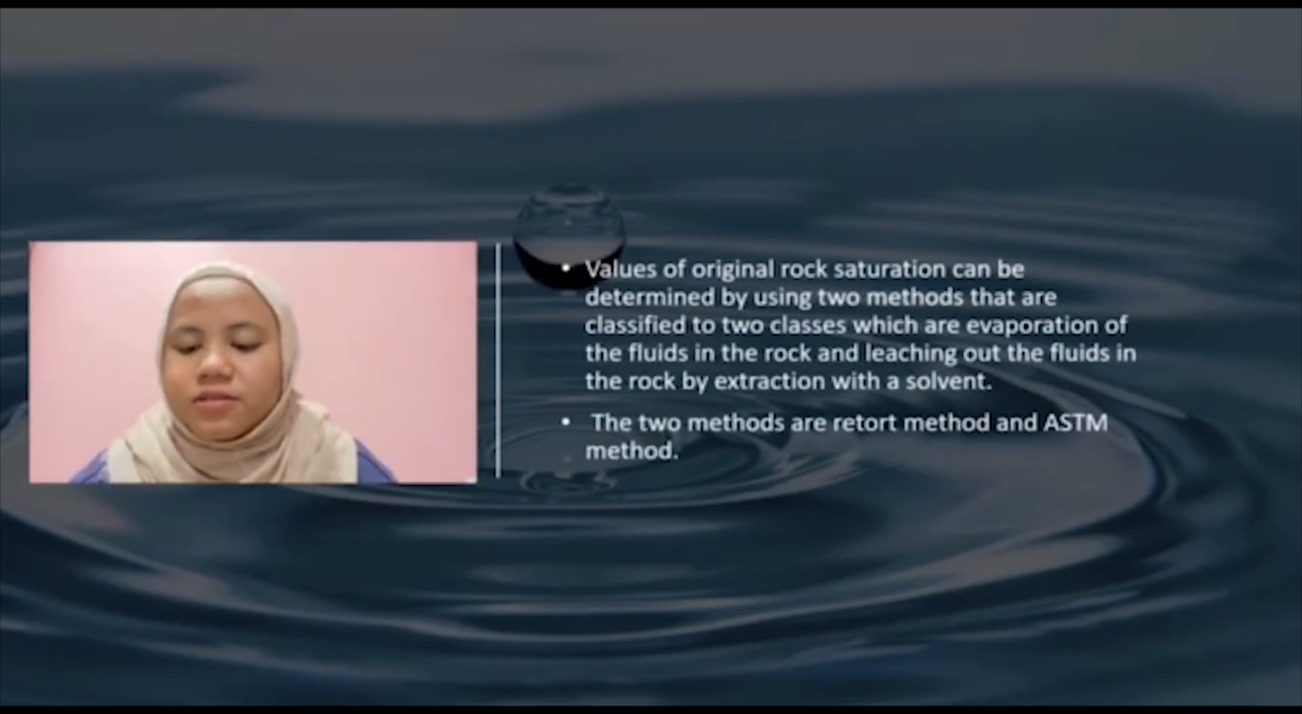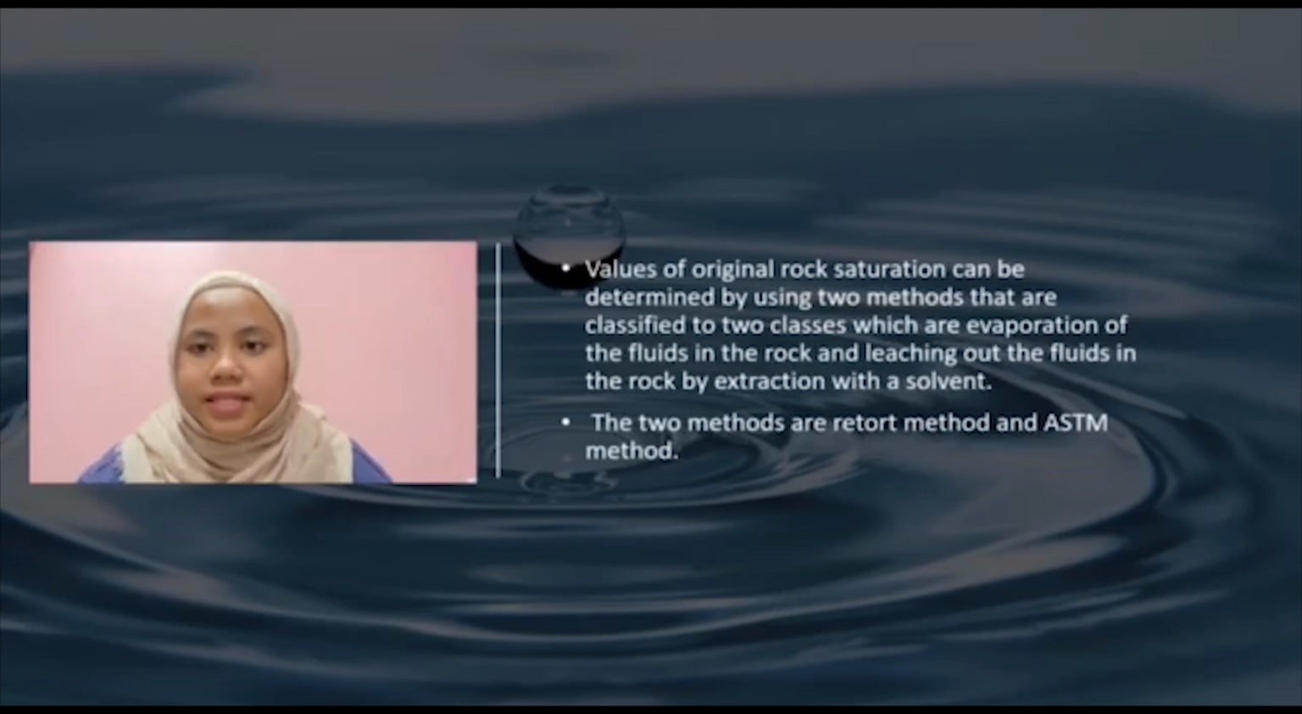The value of original rock saturation can be determined by using two methods that are classified into two classes, which are evaporation of the fluid in the rock and leaching out the fluid in the rock by extraction with a solvent. The two methods are the Retort method and the ASTM method. In the Retort method, a sample is taken and heated to vaporize water and oil, which is condensed and collected in a small receiving vessel.